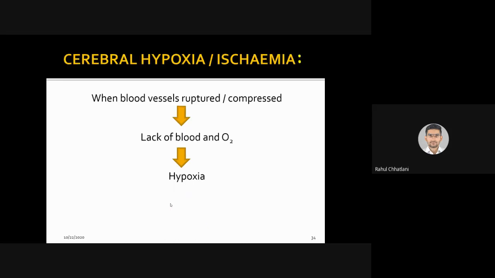Hypoxia or ischemia: when blood vessels rupture or are compressed directly by the injury, blood and oxygen will not be available to the brain, which will lead to secondary impairments.